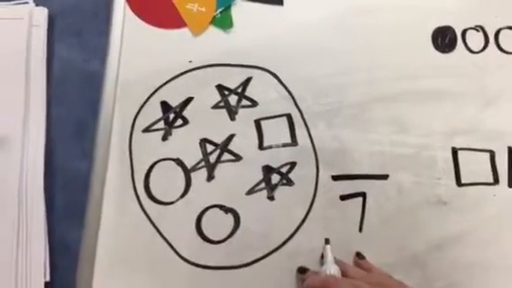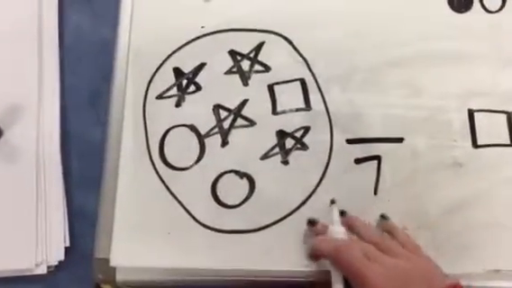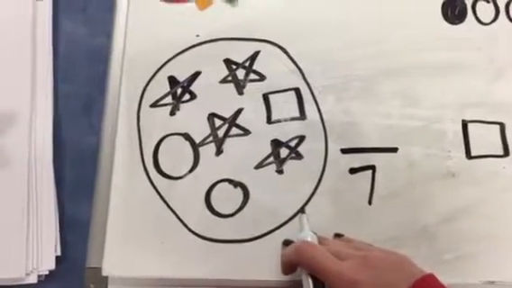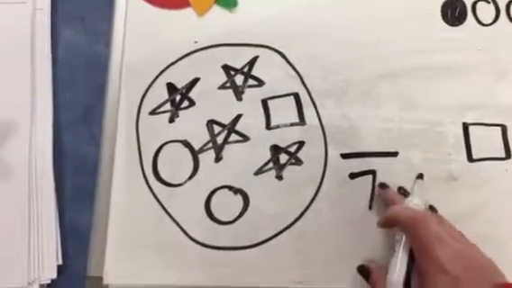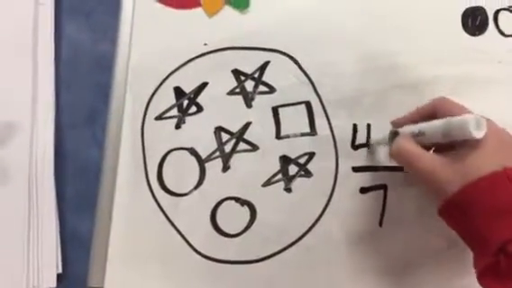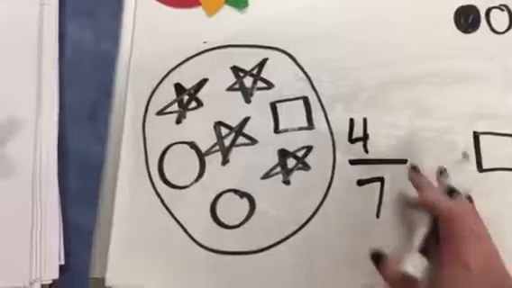There's 7 pieces. So for example, I might ask you, which fraction of this picture are stars? So of the 7 total, there are 1, 2, 3, 4 stars. So that fraction would be 4 sevenths.